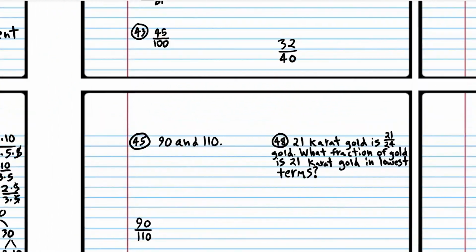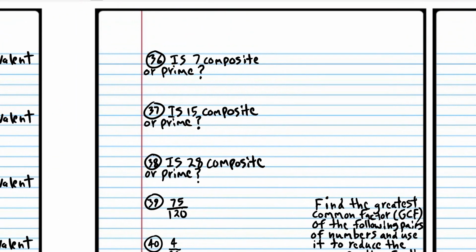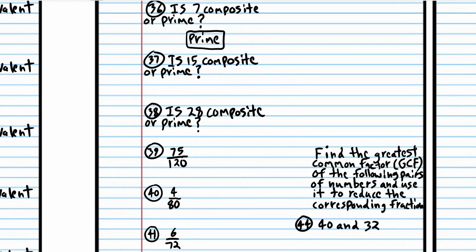All right, so tell me, for number 36, is 7 composite or prime? Well, if you said it's prime, you're correct. We can't factor 7 any further. We can't break it down any further. Is 15 composite or prime? Well, if you said it's composite, you're right, because 15 is equal to 5 times 3, so we could break it down further, which means that it's not prime, it's composite.